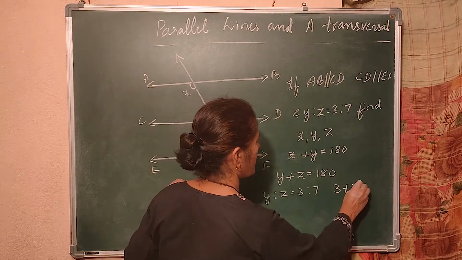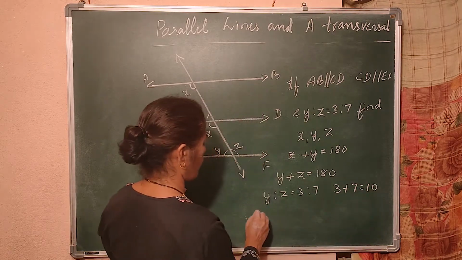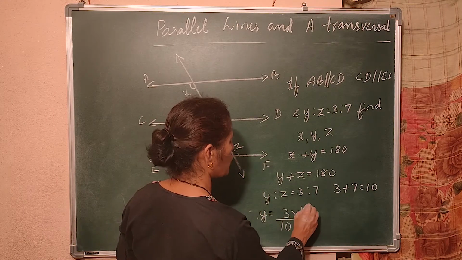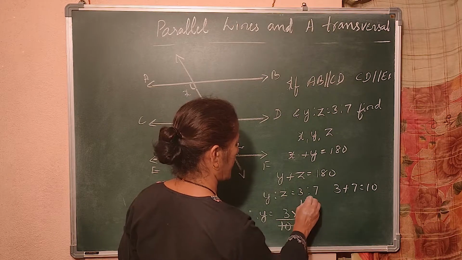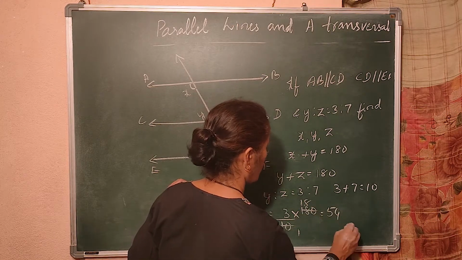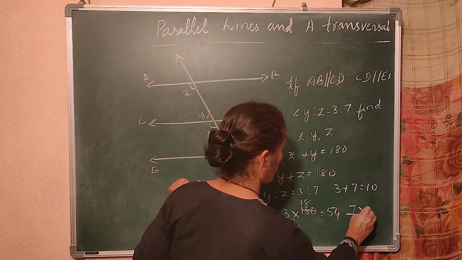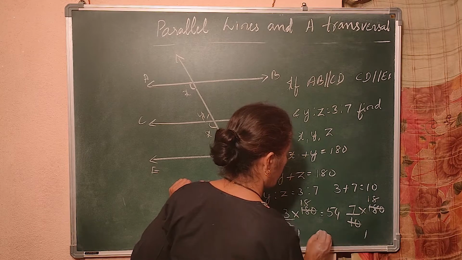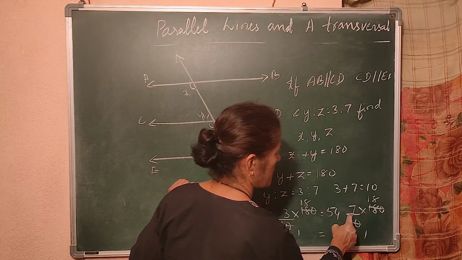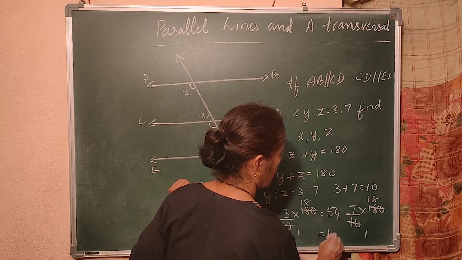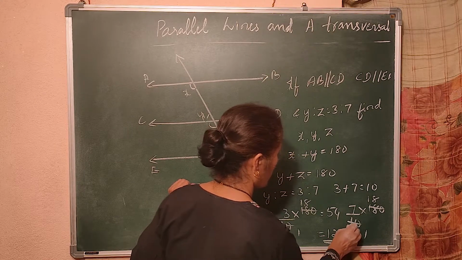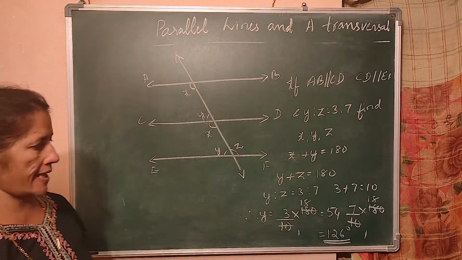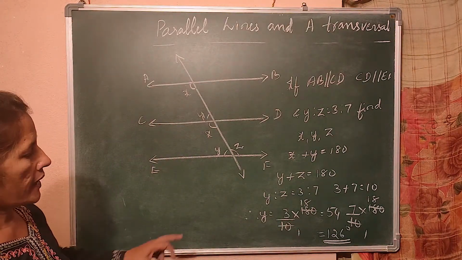So 3 plus 7 is equal to 10. Therefore Y is equal to, out of 10 it is 3, out of 180 how much? 18 threes are 54. Out of 10 it is 7, out of 180 how much? 18 sevens are 126: 18 fives are 90, 36, 126, right? So is 126 plus 54 equal to 180? Yes. Now let us verify.